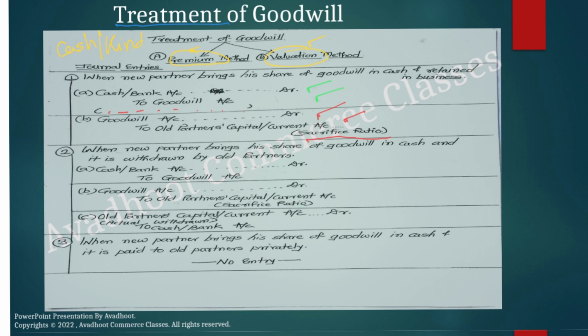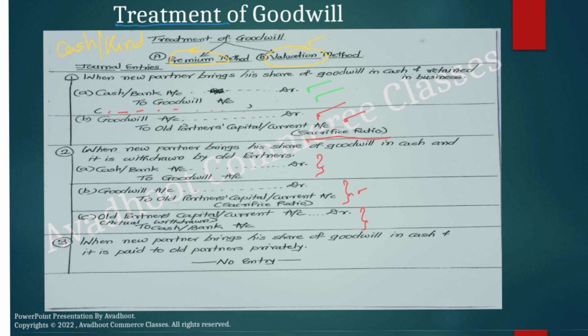As usual, first cash or bank account debit to goodwill account. Second, goodwill account debit to old partners' capital account in their sacrifice ratio. And it is withdrawn, it is taken over by the old partners. Therefore, old partners' capital account debit to cash or bank account, where the old partners' capital account is debited as per their actual withdrawal. How much is withdrawn, that is how much we have given first in the sacrifice ratio. Sometimes 50% is withdrawn, sometimes 1/4 is withdrawn, or it is fully withdrawn. Accordingly, the entry will have to be written with the amount in the old partners' capital account.